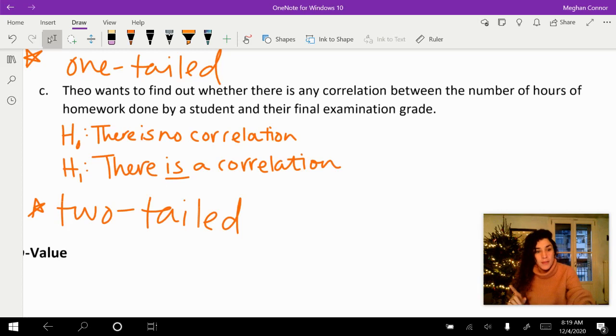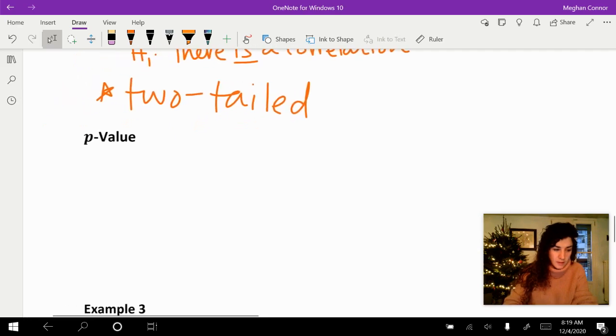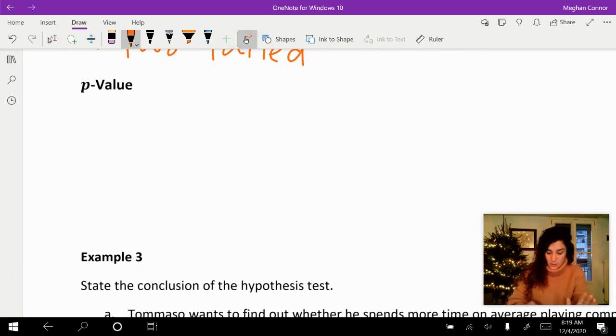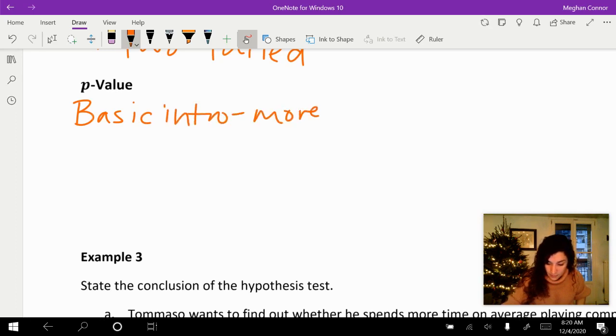Okay, so we've talked about the null hypothesis, the alternative hypothesis, and one-tailed and two-tailed tests, and so now we're going to talk about your p-value. Right now we're going to do a very, very basic introduction to it. There are calculations that we're going to do to follow it, and that's not what we're focusing on right now. What we're focusing on is what you do with the p-value when you get it. So write down here: basic intro. More to come later.